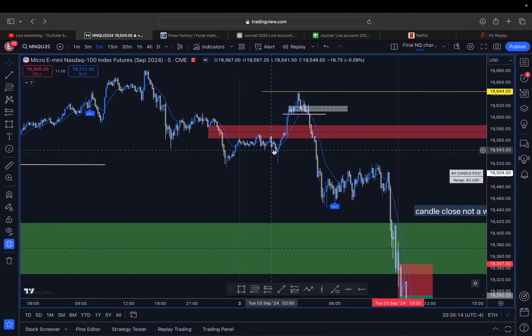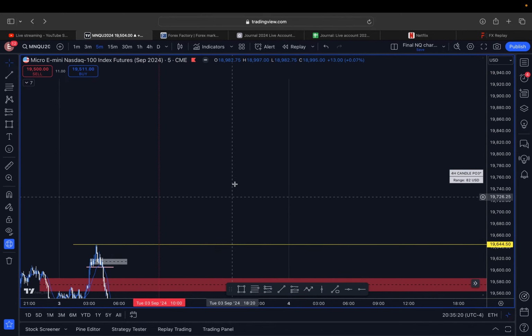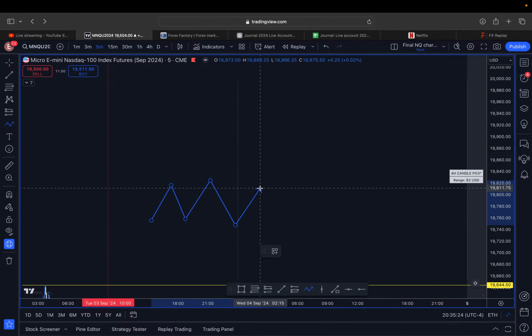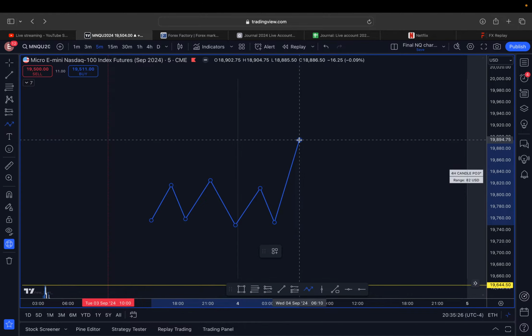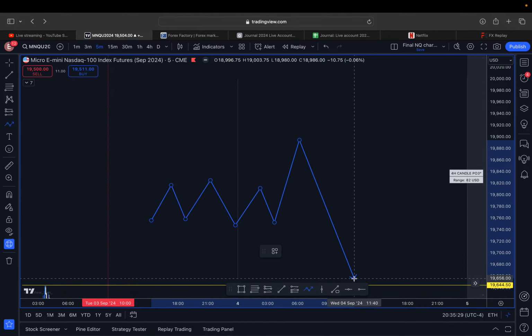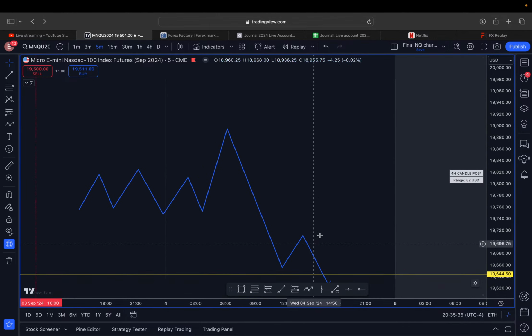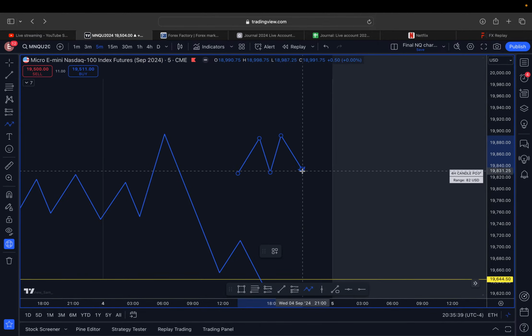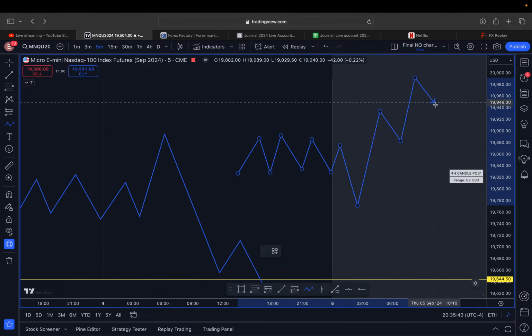Accumulation, manipulation, distribution, and then you run down, which basically looks like this. You'll trade sideways, and then one day you'll sweep the liquidity of one of the sides and just run down the rest of the day, or the rest of the hour, or whatever time frame you're on. And then same with the other side: you'll trade sideways, then you'll get a sweep of sell side, and then you'll run up the rest of the day.